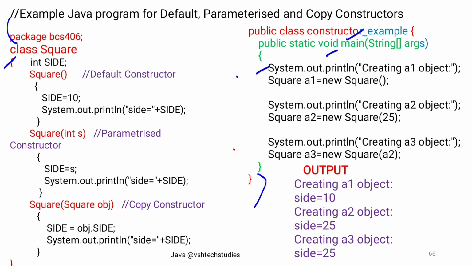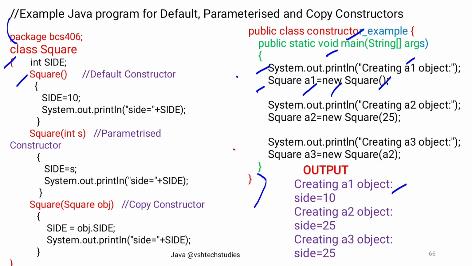System.out.println. So this is the message that will be printed as it is on the monitor. So the next instruction is Square a1 equal to new Square(). So here object a1 is created with the new operator. Here no parameters are passed, hence the default constructor gets executed automatically.